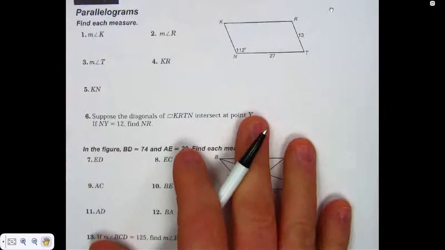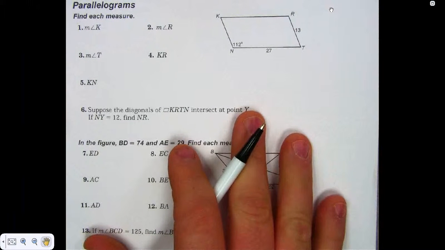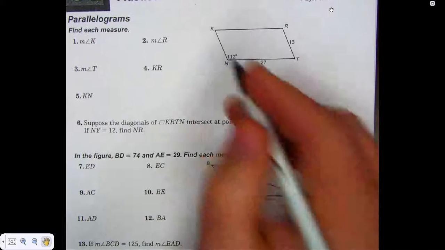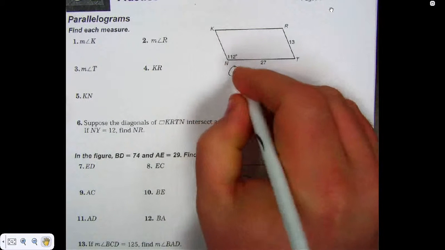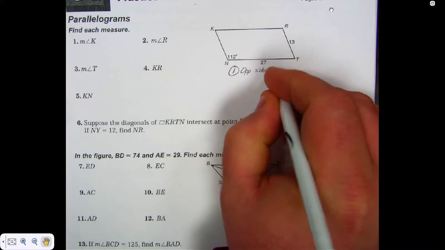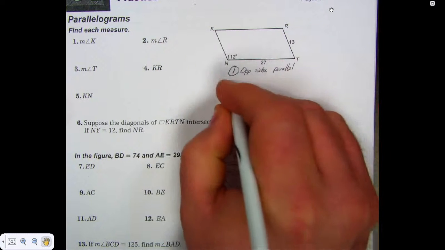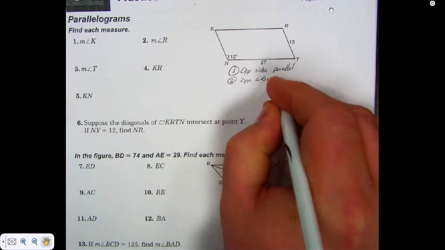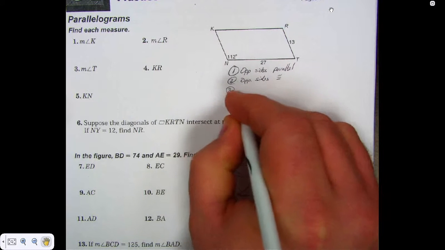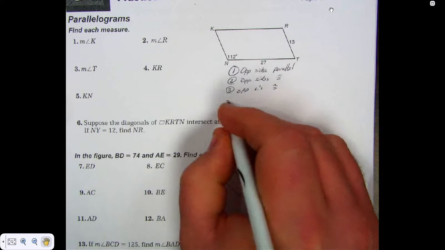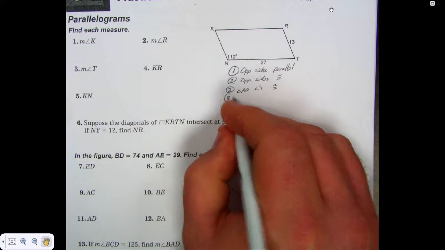Okay. Parallelograms. If you remember what we talked about yesterday, in a parallelogram, what things are true? Opposite sides are what? Parallel. And then opposite sides are congruent. Opposite angles are congruent. Opposite sides are congruent. Already got that.